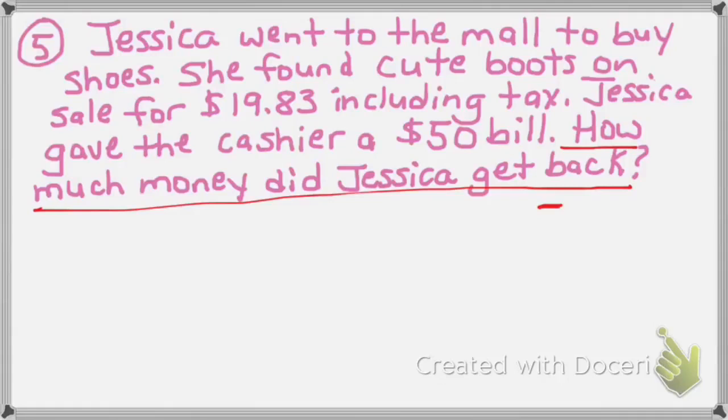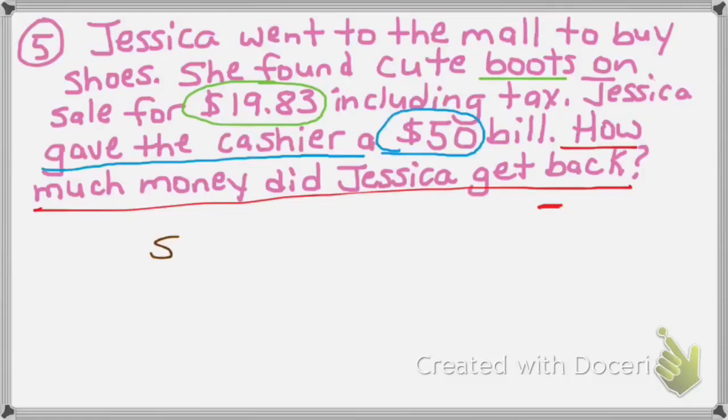Let's see the facts I know in here. I know that the boots cost $19.83, and I know that she paid the cashier with a $50 bill. So I'm going to take my largest amount, because I always subtract with the largest amount. It doesn't have to look the largest, it has to be the largest. And remember, $50 is more than $19.83.